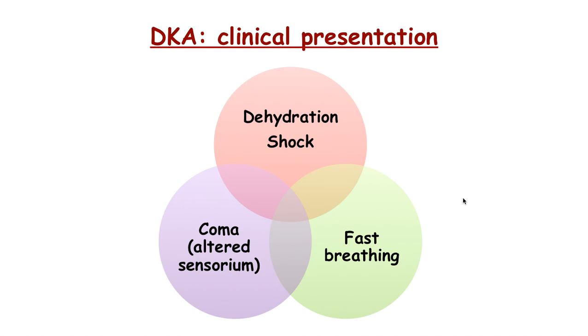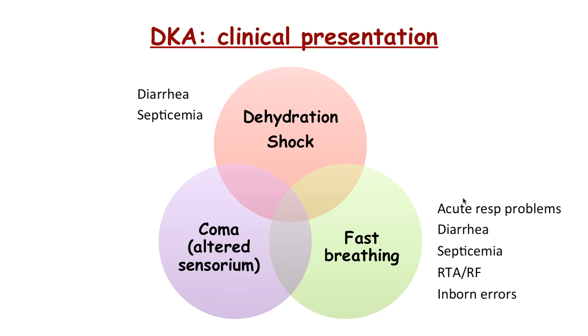So how does a DKA patient present? They usually present to you with a triad of dehydration or shock, along with acidotic or fast breathing, and sometimes they may have coma or altered sensorium. But you must remember that in isolation, these presentations can be present in other diseases as well. Like dehydration or shock can be there in a patient who is suffering from diarrhea or septicemia. Similarly, fast breathing can be caused by acute respiratory problems like pneumonia or bronchiolitis. Then diarrhea, septicemia, RTA, certain inborn errors of metabolism can also lead to fast breathing. Coma can result from acute CNS infection like meningoencephalitis and metabolic disorders like hypoglycemia.